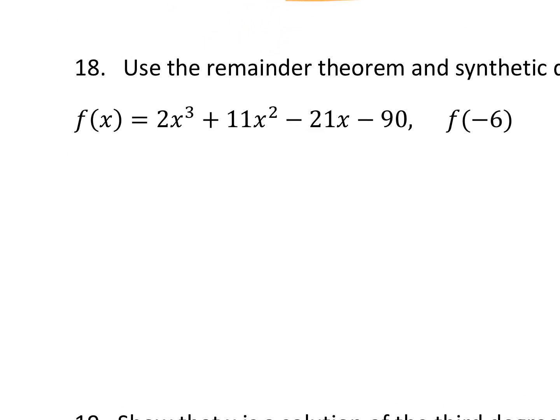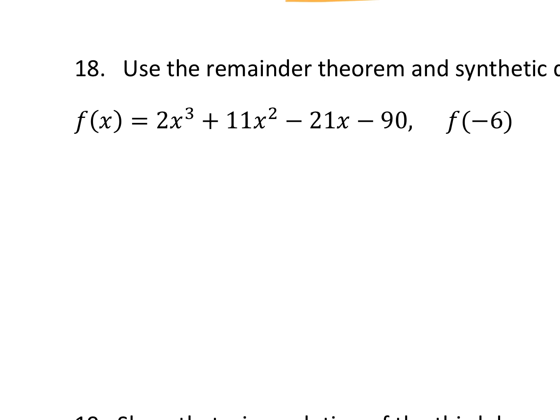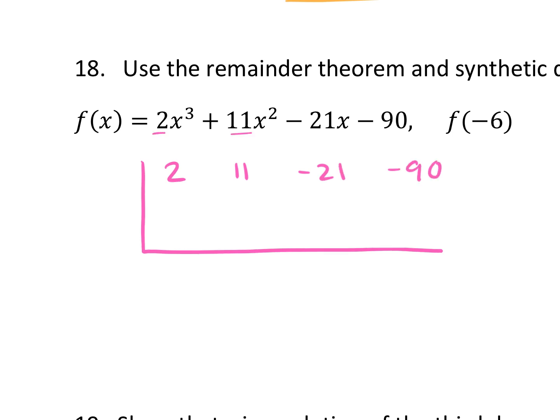All right, 18 says use the remainder theorem and synthetic division to find the value of the function. So what's going to go inside of our box for synthetic division? 2, 11, negative 21, and negative 90. All of our coefficients. Make sure that all of your terms are represented. I have x to the 3rd power, squared, 1st power, no power. So we're good there. If we were missing one of our degrees, we would have to make sure to put a 0 in that spot.